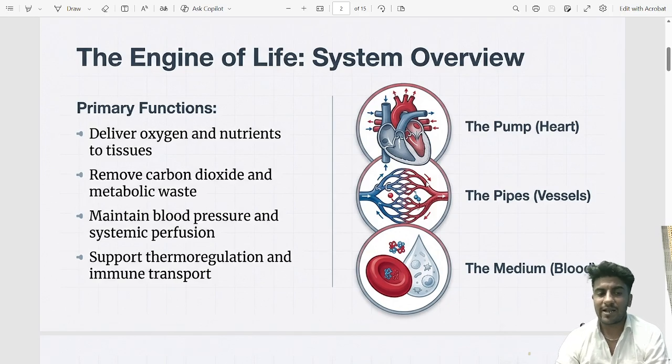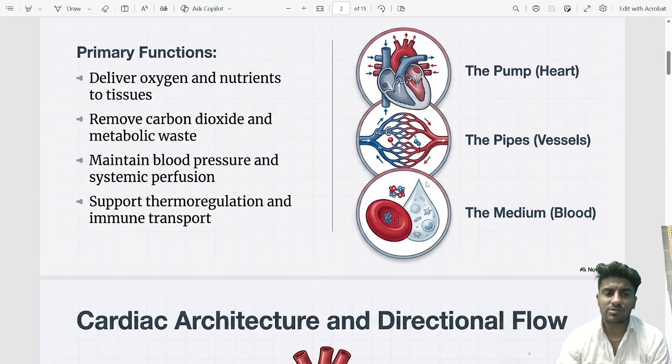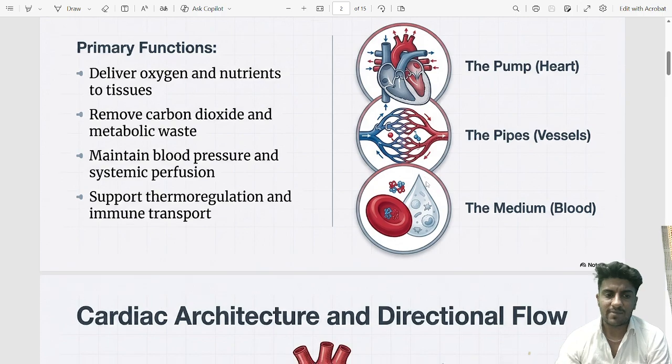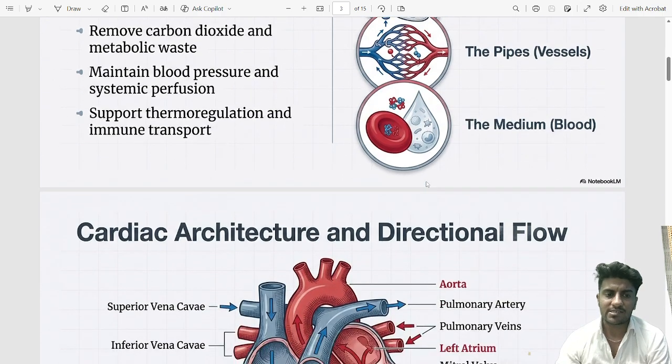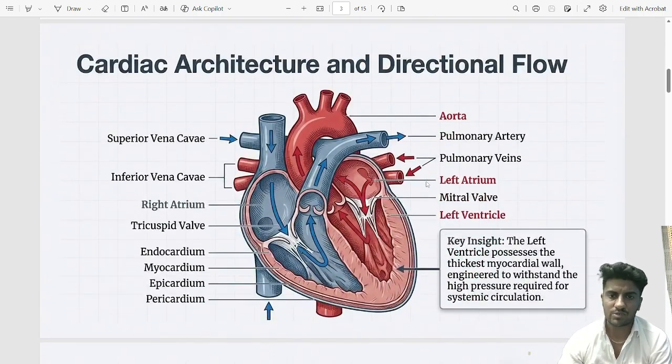And what is the main component? It's the blood. Blood is a fluid liquid connective tissue that is having mesodermal origin, and the blood carries a lot of constituents like plasma and the cells, corpuscles. Plasma has inorganic nutrients, electrolytes, multiple things, right? And plasma minus the clotting factors gives you serum, right? So primary function is to deliver oxygen and nutrients, remove the carbon dioxide and metabolic waste, maintain the blood pressure and systemic perfusion, and support the thermoregulation and the immune transport.